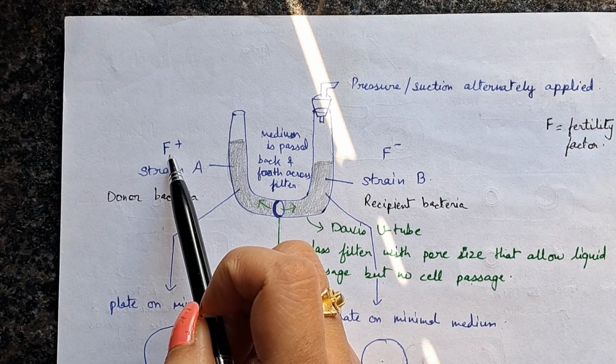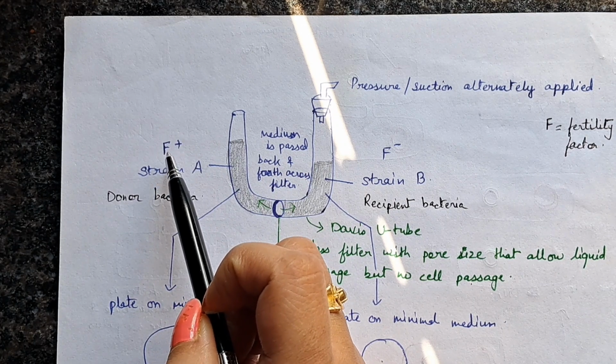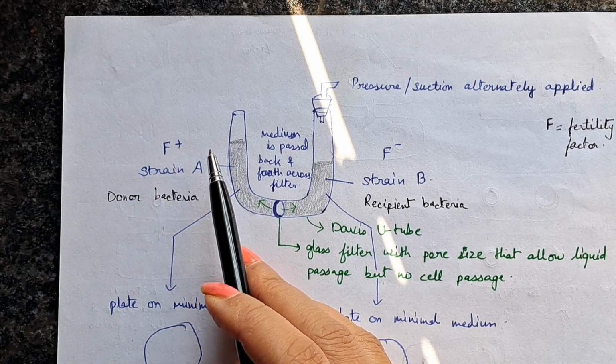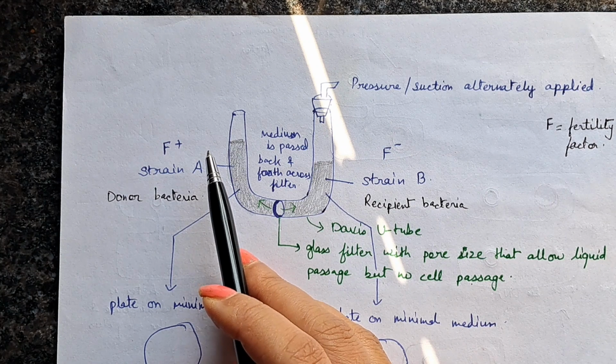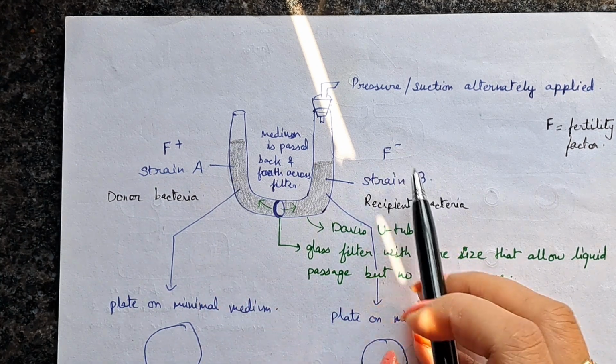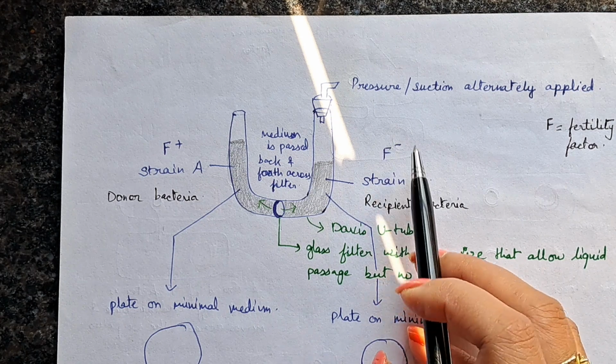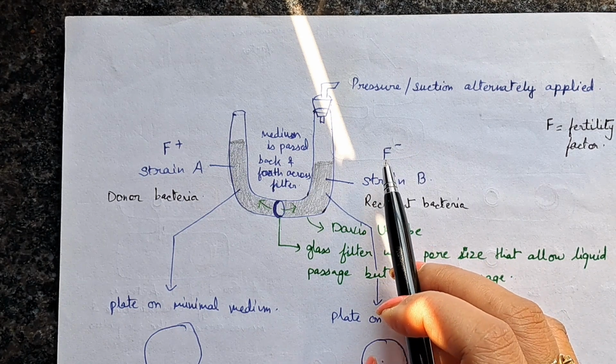F plus plasmid means, again as in the previous video, those plasmids that contain the fertility factor, and therefore they can make the sex pilus or the conjugation bridge. And F minus means those bacterial strains that do not have the fertility factor and therefore cannot make the cytoplasmic bridge or the sex pilus.